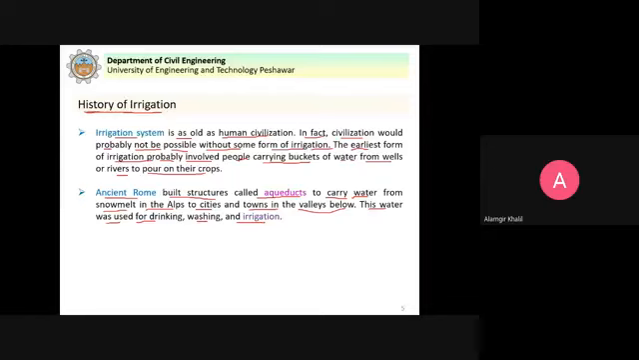So Roman aqueducts are very famous, in how they take the water, that is the water from snow melt in the Alps, to cities and towns in the valleys below. They use these aqueducts to carry the water, and this water was used for drinking, washing, and irrigation purposes. An aqueduct is actually a channel that carries water across a depression.